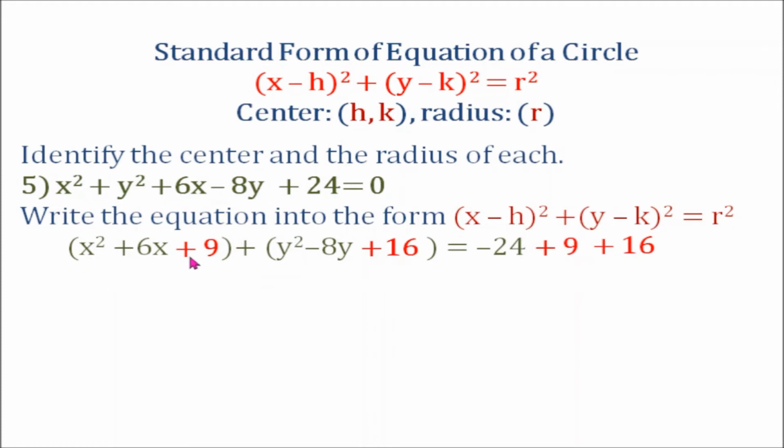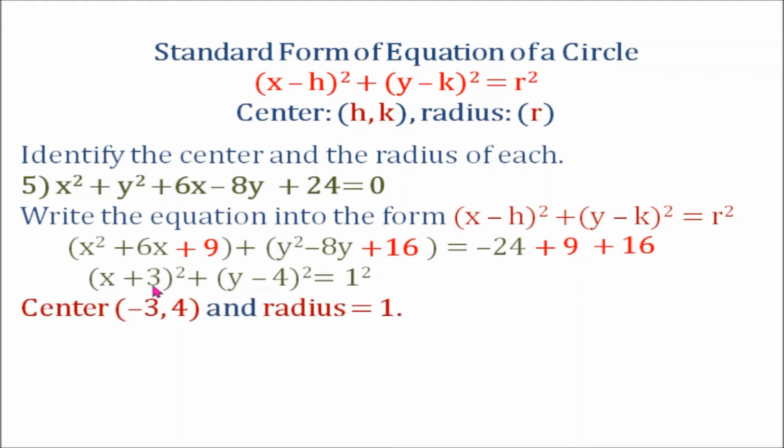Now x squared plus 6x plus 9 is a perfect square trinomial, so it can be written as the quantity x plus 3 squared. And also y squared minus 8y plus 16 is a perfect square trinomial, so it can also be written as the quantity y minus 4 squared. And then negative 24 plus 9 plus 16 is 1, and 1 can be written as 1 squared. Now the center has coordinates -3, +4, and the radius is 1.